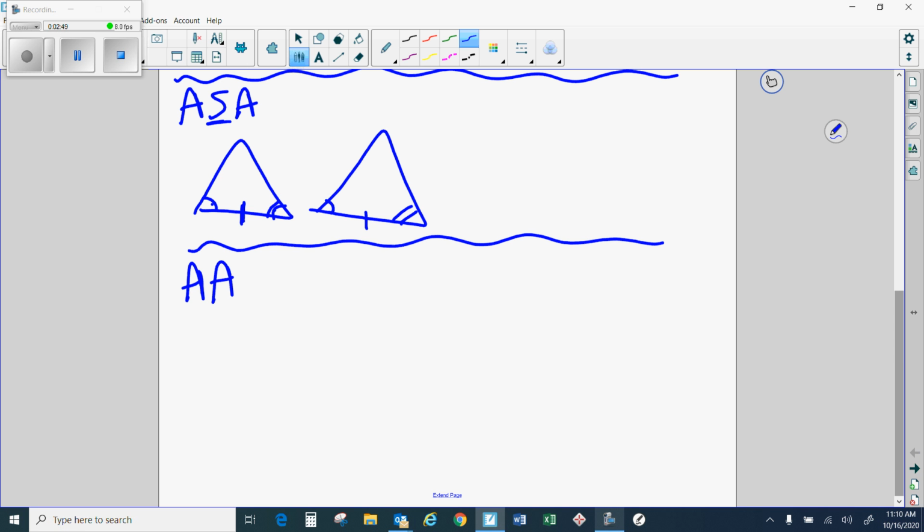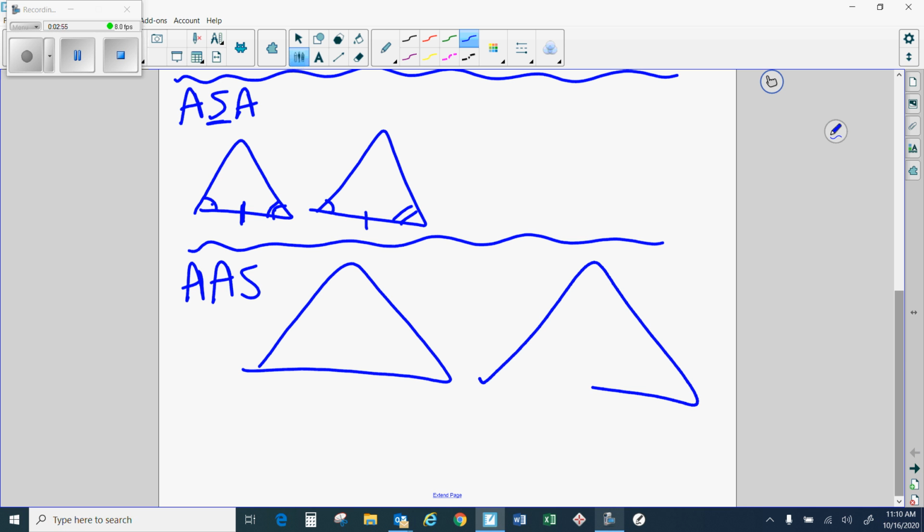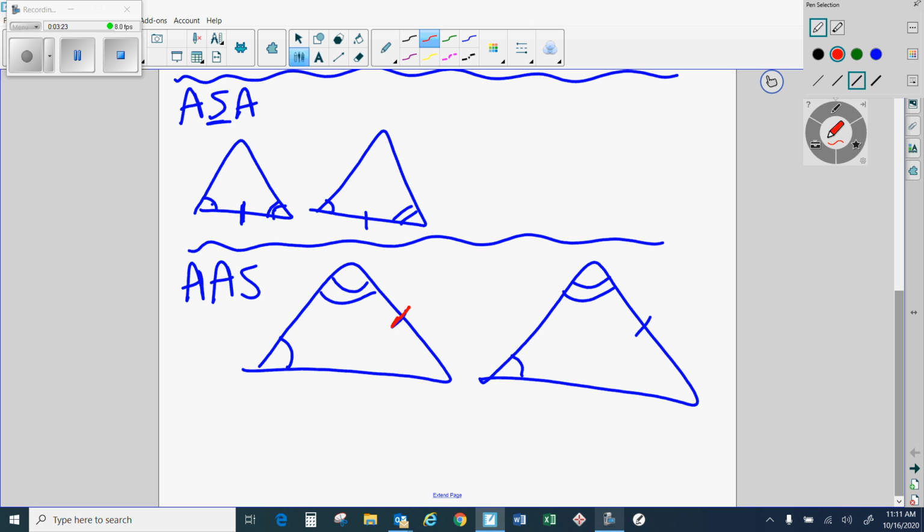Next one, AAS, angle, angle, side. This is the tricky one. Notice the side is not in between the angles. That would be ASA. The side is next to one of the angles. The key, and why it's a tricky one, is it must be next to the same corresponding angle in each triangle. So notice this corresponding side is next to the 2 arcs. So that is AAS.